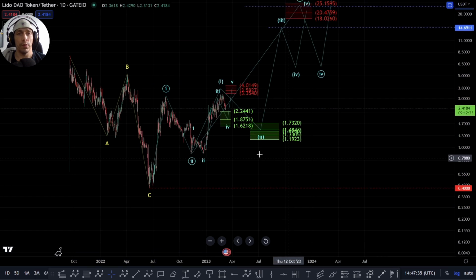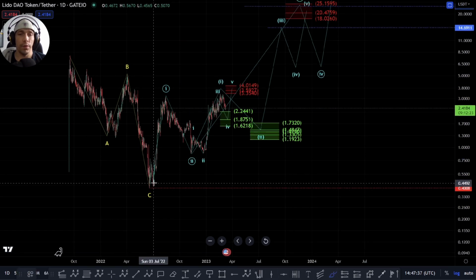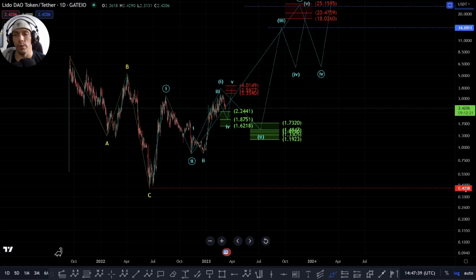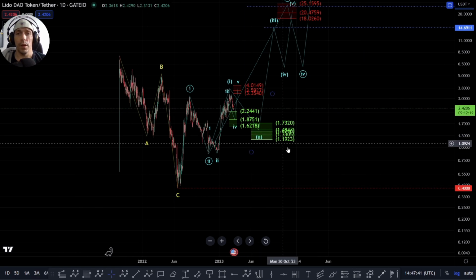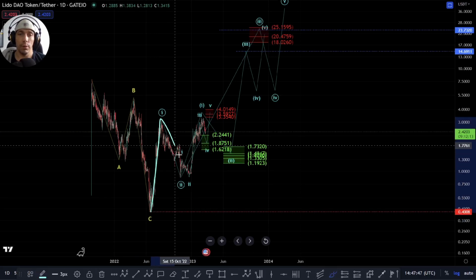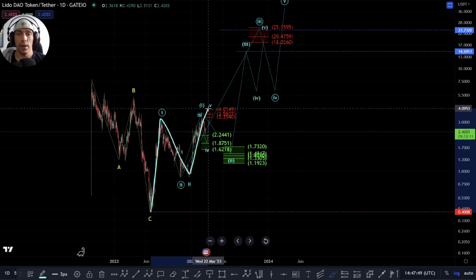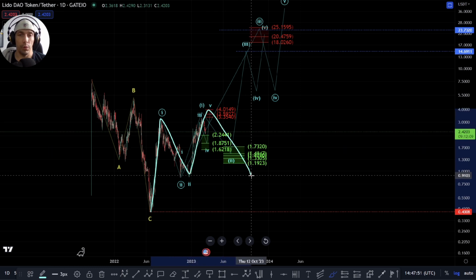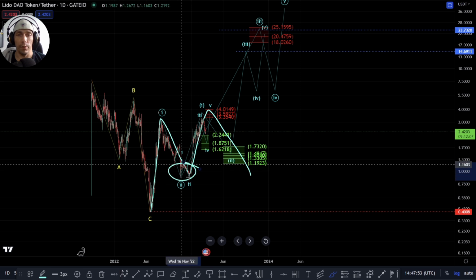So within this, there is also the potential, like I said, that we actually completed into this low of this 40 cents. And the way I'd be looking at this is that we can look at this in two ways. If we're going to look at it just as a corrective structure, we could look at this as an A, B, and a C.